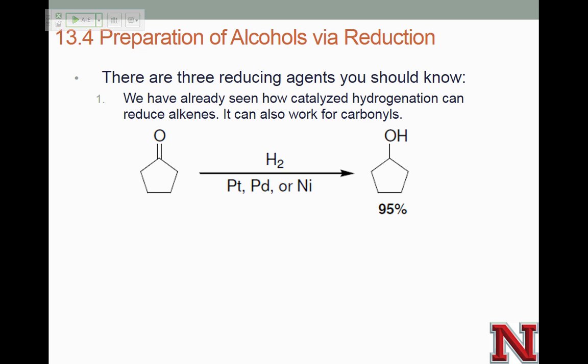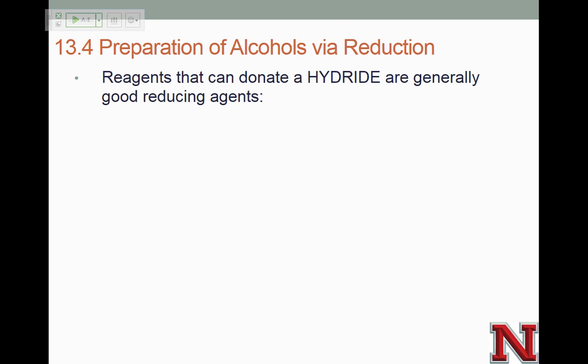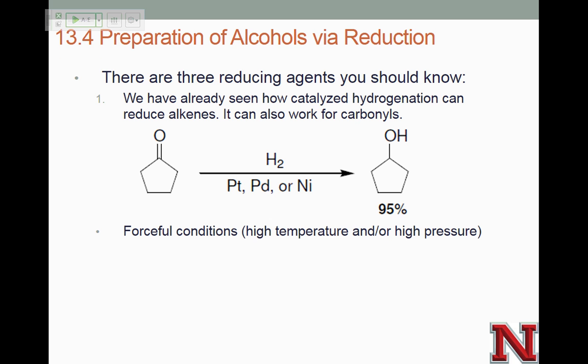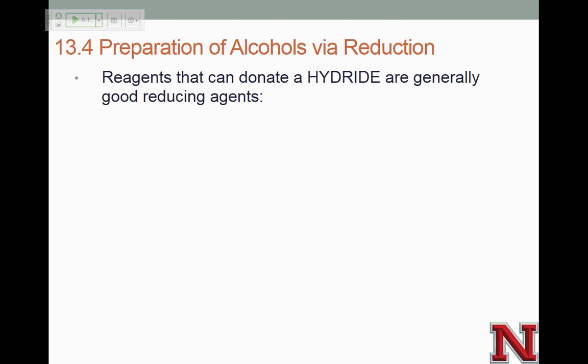So again, reactivity, and in this case it's more reactive because of the catalyst, reduces our selectivity, just like we talked about before. We're typically doing high pressure, a bit forceful conditions, so we can reduce everything. So if we don't want to reduce carbon-carbon double bonds, we can use another type of reducing agent, and that's a source of hydride.